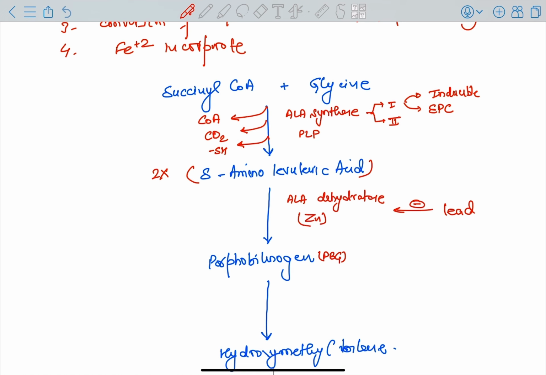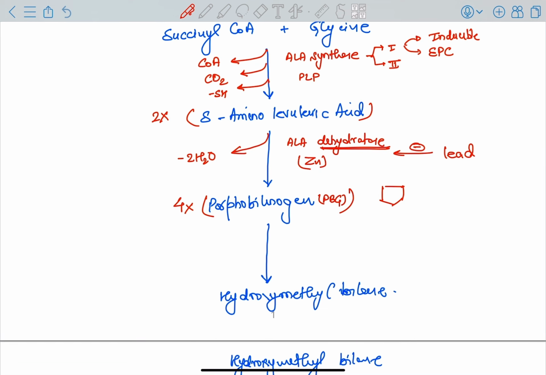PB is inhibiting this thing. Now, ALA dehydratase, a zinc dehydratase, removes water, 2 molecules of H2O, to form porphobilinogen. Now, porphobilinogen, PBG, is a monopyrrole. Porphobilinogen is a monopyrrole and 4 molecules combine to make a linear tetrapyrrole.